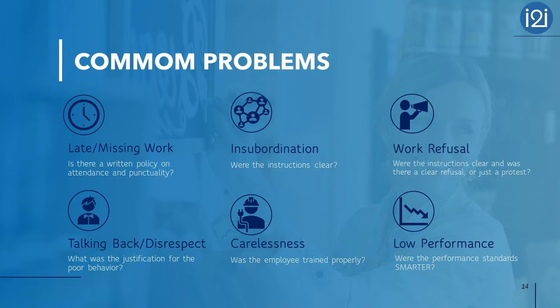Were your instructions or orders clear? Did the employee understand that it was an order and not just a mere suggestion or request? And what was the justification for the poor behavior or performance? In terms of carelessness, you'll want to make sure that the employee was properly trained.